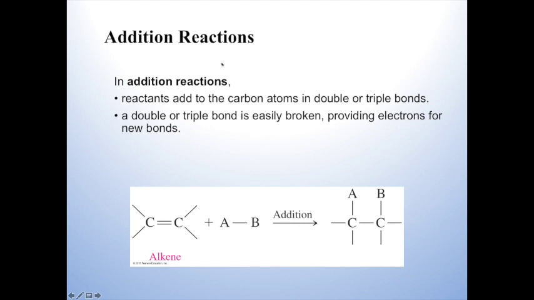Now, these molecules can undergo reactions because of the double bond, and these are called addition reactions because reactants add to the carbon atoms in double or triple bonds and break the double or triple bonds to provide electrons to form new bonds. So in general, if you have an alkene and it reacts with a molecule AB, then A will add to one carbon and B will add to the other carbon.